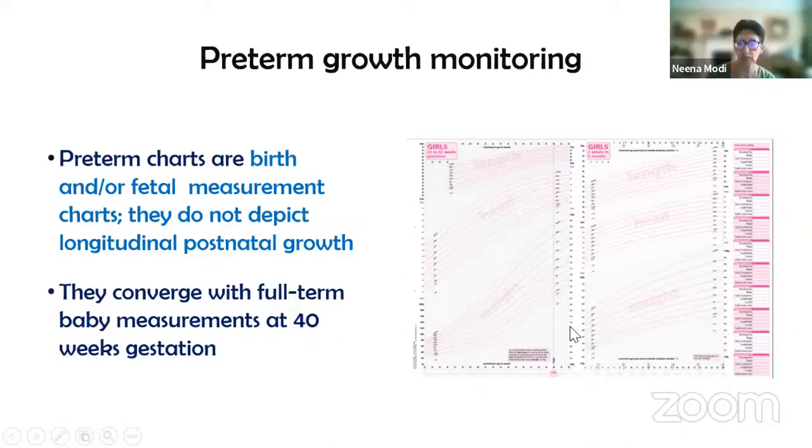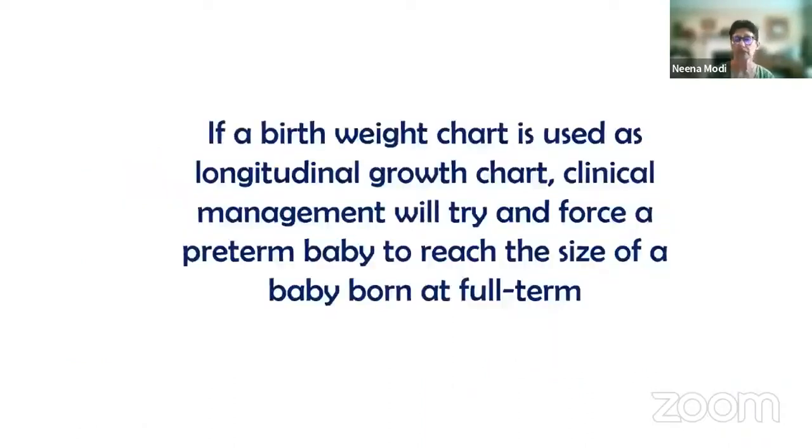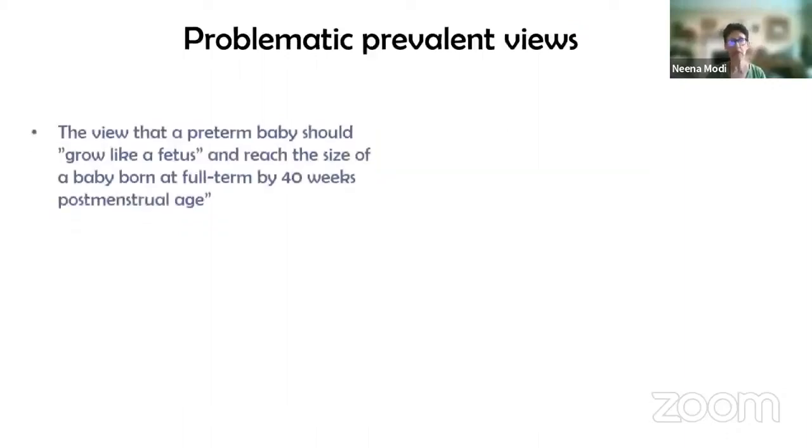Very important points, these. And the Fenton charts are equivalent. I don't know what charts you use in India, but it would be very good to know which charts you use and how they were constructed. But if a birth weight chart is used as a longitudinal growth chart, and you follow that chart, then you will try and force a preterm baby to reach the weight of a baby born at full term by 40 weeks post-menstrual age. And this presents some very problematic issues. So let's go through these one by one.